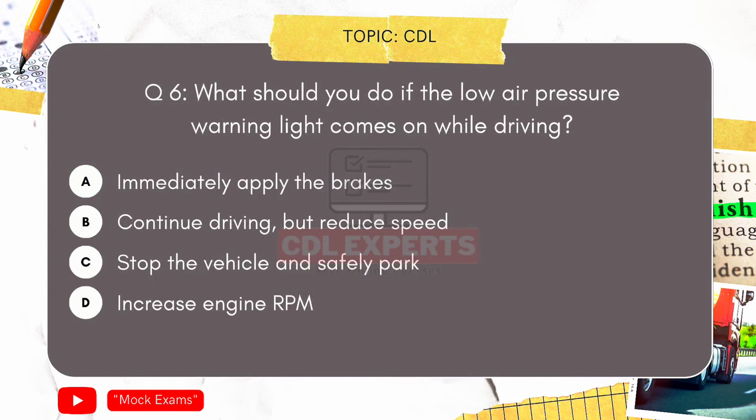What should you do if the low air pressure warning light comes on while driving? Immediately apply the brakes, continue driving but reduce speed, stop the vehicle and safely park, increase engine RPM. The correct answer is stop the vehicle and safely park.